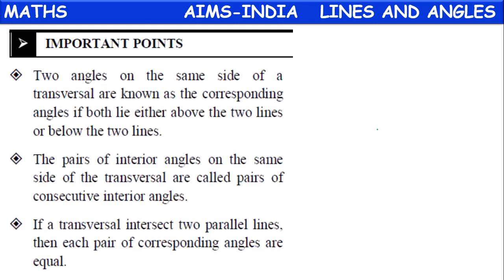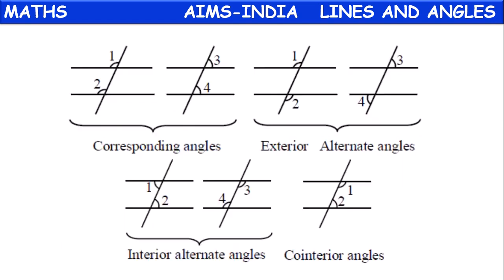Means, so we have two lines. This is one transversal line. Above, same side, this A and B. Here, see this. This 1 and 2 are called corresponding angles, or 3 and 4 are called corresponding angles. They should lie on the same side. So these are examples of corresponding angles.